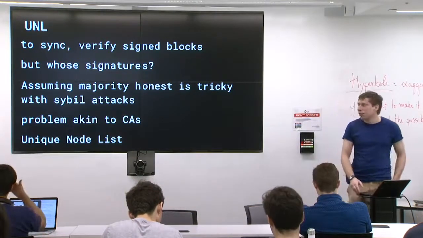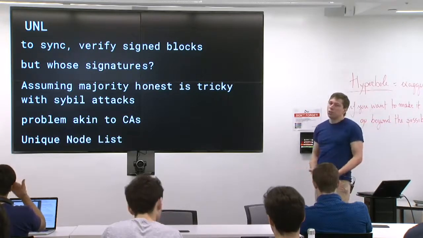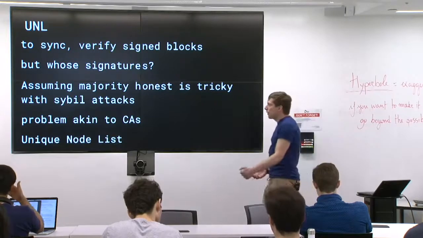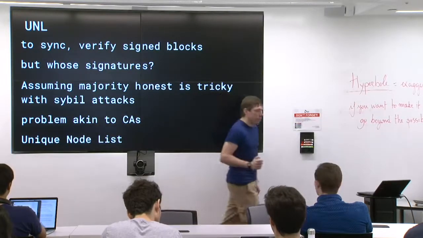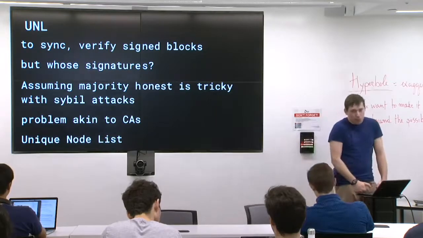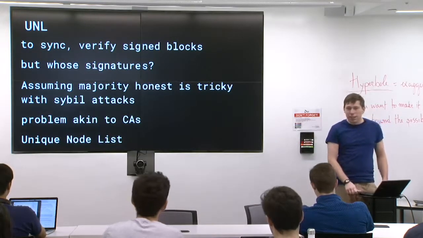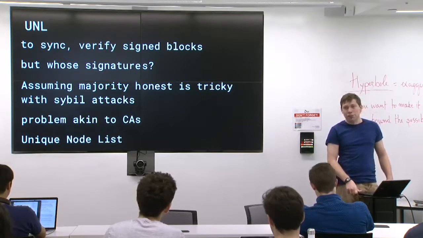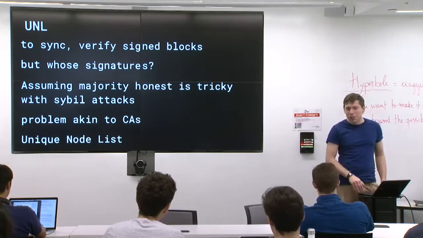You need some kind of way to identify humans or computers even. And this is a problem akin to certificate authorities. A lot of the problems that you see in blockchain, Bitcoin, these kinds of things are not exactly new problems and have sort of already been quote unquote solved. So does everyone know how CAs work?